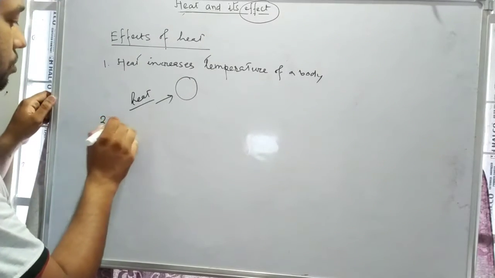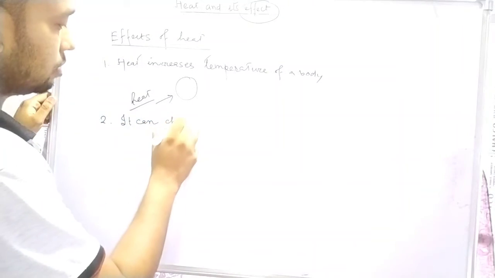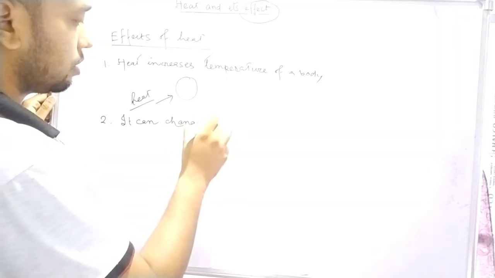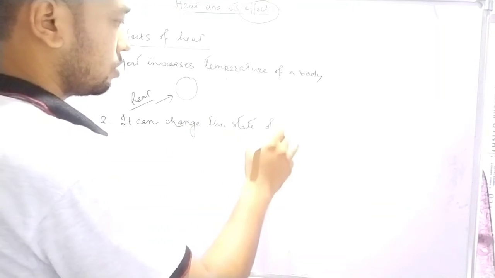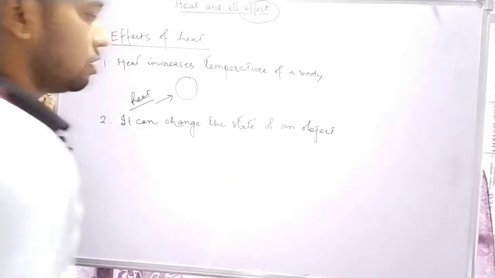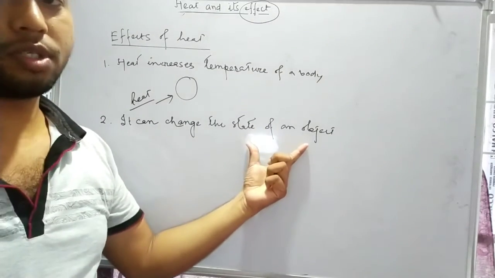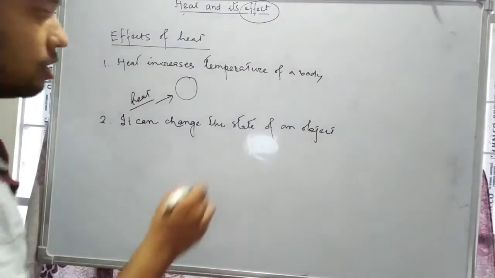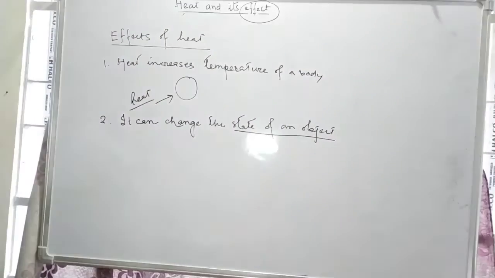Second effect, it can change the state of an object. So in this point, first we have to understand what is the state of an object. Okay. State of an object. What is the meaning of this term?